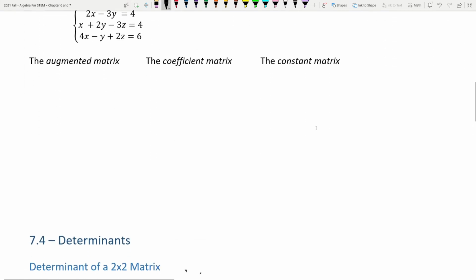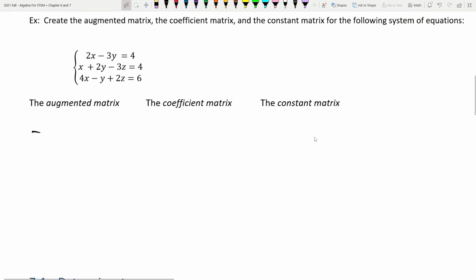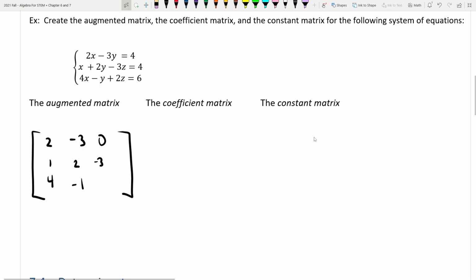The augmented matrix contains the coefficients. So what's the x column? It's going to be 2, 1, and 4. What's the y column? It's going to be negative 3, 2, and negative 1. What's the z column? Well, there's a 0 missing here, so it's going to be a 0z, negative 3, and a 2. Have a little line, and then we have the constants 4, 4, and 6.